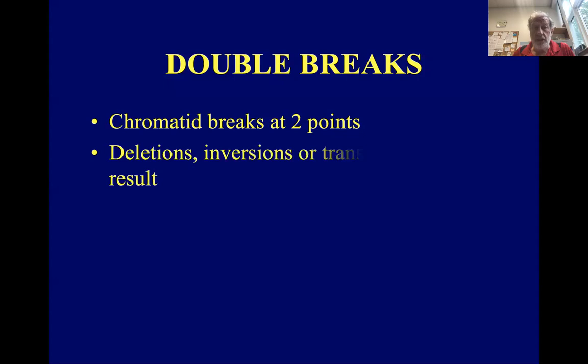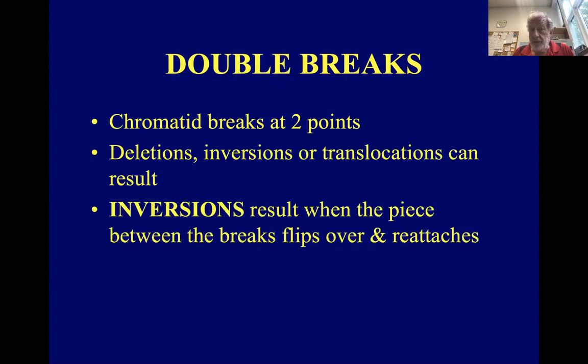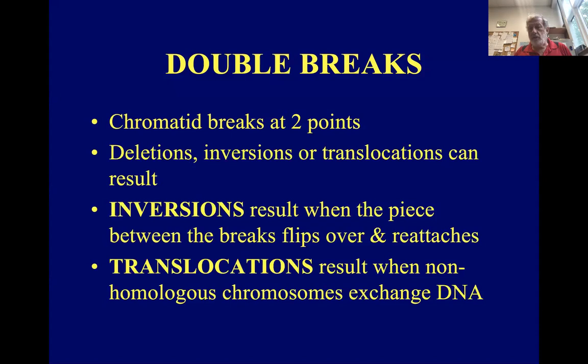Now on to double breaks. Here, a chromatid breaks at 2 points. This can result in deletions, inversions, and translocations. Inversions result when the piece between the breaks flips over and reattaches, and translocations, remember, are when a piece of DNA sticks onto a non-homologous chromosome.